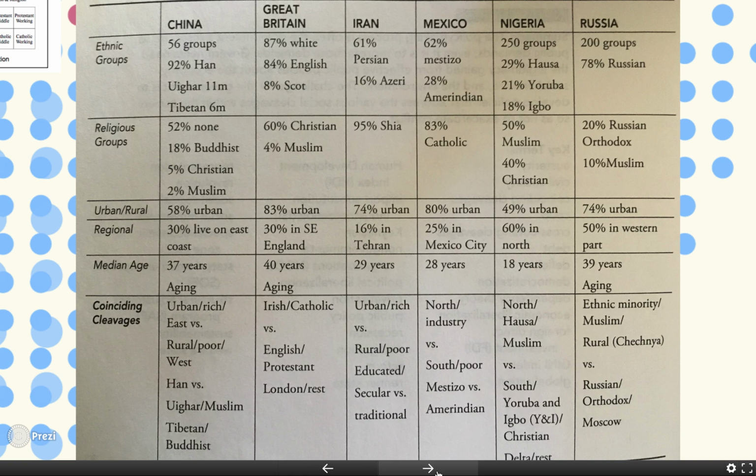In some countries, you have stark religious differences. For example, in Nigeria, the difference between the Muslim and Christian populations, it's 50-40. That's going to cause considerable religious cleavages. But in Iran, you have an almost entirely Shia Muslim population. So you're going to have less religious divisions there, but divisions of a different kind in Iran. So it's important to look at sort of what causes these cleavages in each country.